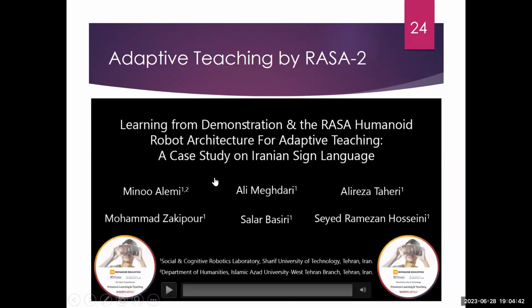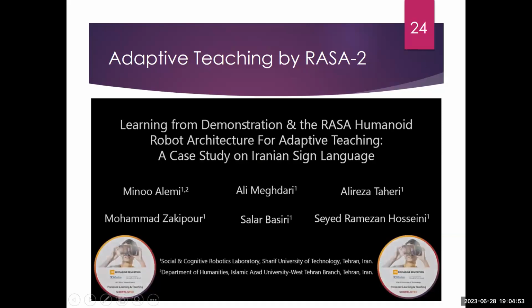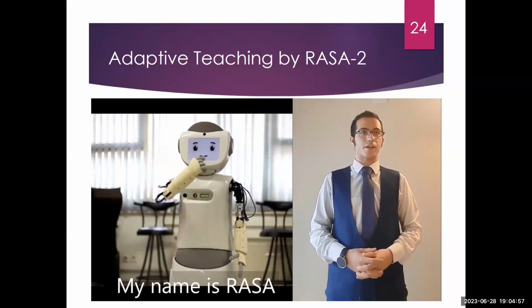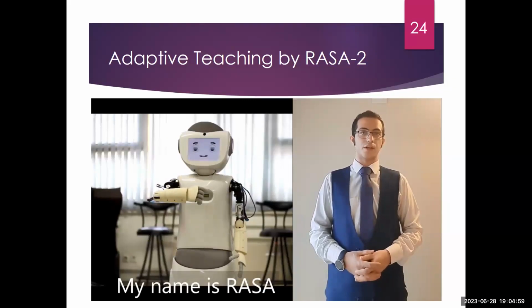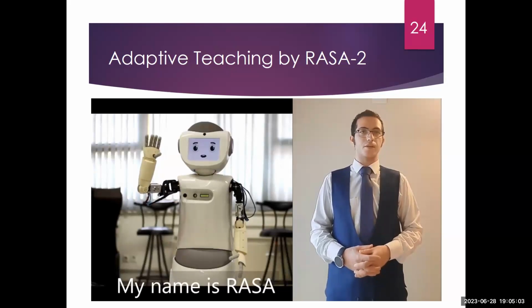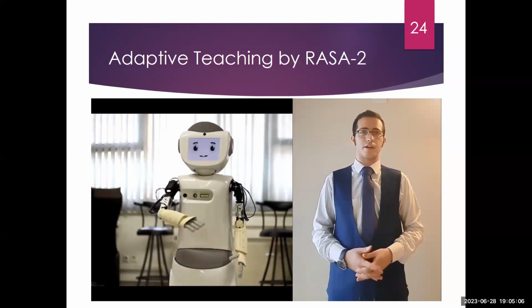We conducted a study to teach Iranian Sign Language to children using Rasa robots. Rasa is a social robot designed and developed at Sharif University to facilitate teaching ISL to deaf children. Having 32 degrees of freedom, including 7 in its active fingers, enables Rasa to interact with users using ISL.